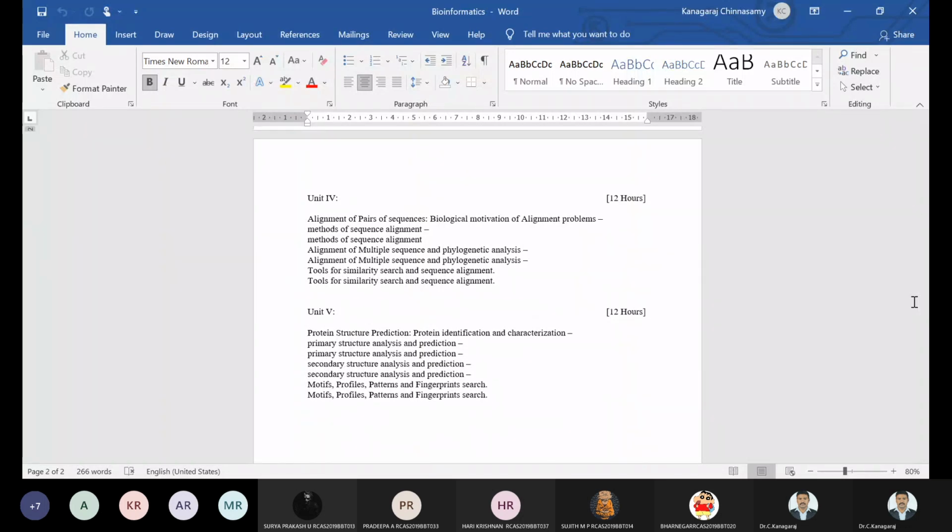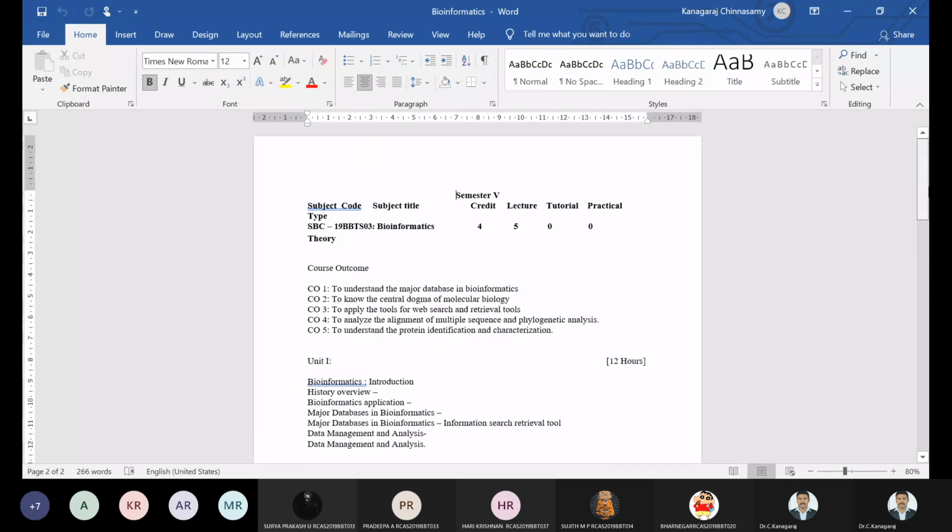Then the next unit: sequence alignment, methods of sequence alignment, multiple sequence alignment. Then the fifth unit: protein structure prediction, primary structure, secondary structure, and you can go and find it with the structure prediction model. So this is the overview of the bioinformatics paper. It's a basic level. Okay.